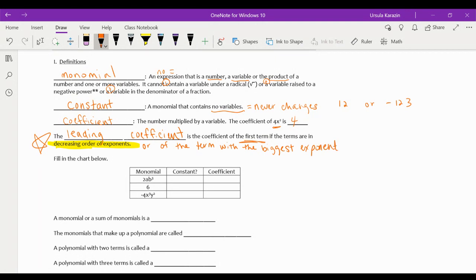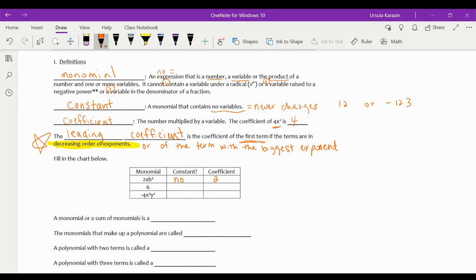So fill in this chart. We want to decide if we have constants and also what the coefficient is. So let's look here. We've got a monomial. It's 2ab cubed. Is that a constant? Does it have a variable? Yep. So it would not be a constant. The coefficient is the number, not the exponent, but the number being multiplied by the variables. So it's a 2.